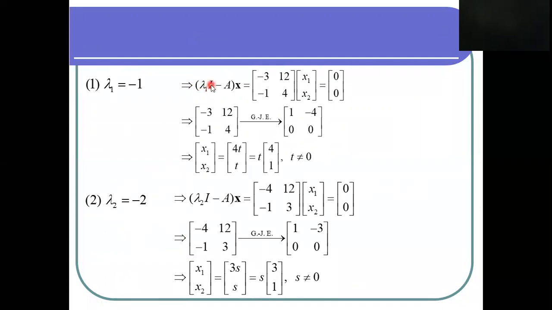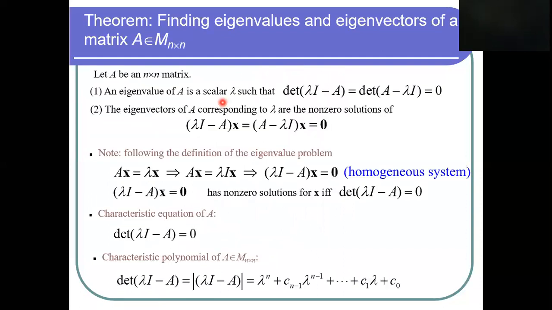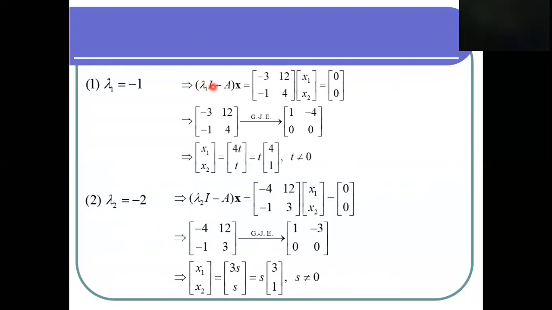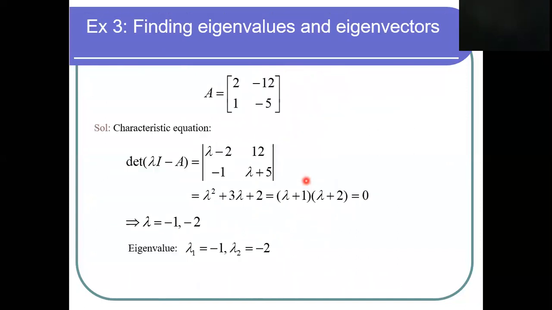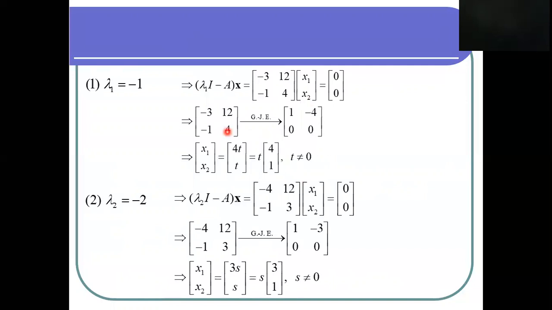Lambda 1 times I, the 2 by 2 identity matrix, minus A, this matrix A, times x, which is x1 and x2 because we have a 2 by 2 matrix, equals 0. I have to use this equation in order to get non-zero values of x. After solving this using Gauss-Jordan elimination, we have one free variable t. So x2 is free, x1 is 4 times t and x2 is t. We can take t as common, where t is non-zero, so the solution is (4, 1).